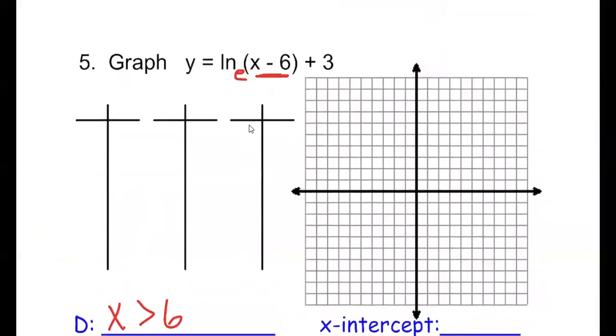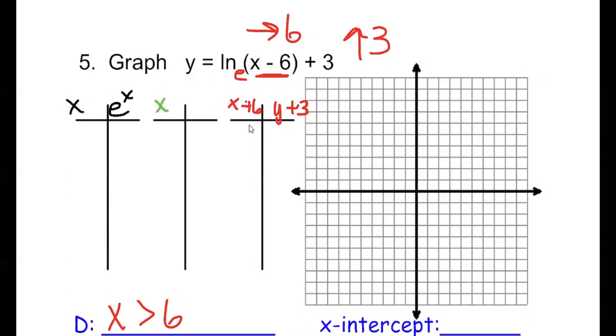This graph then is moving right 6. It's also moving up 3. Okay, so at the end here, I'm going to take all my x values and add 6 to them. And on my y values, I'm going to add 3 to them. What values are you going to start with? Well, e to the x values. And then we'll switch over and we'll do the inverse. So we'll just do the ln of x. And then we'll kind of go from there.